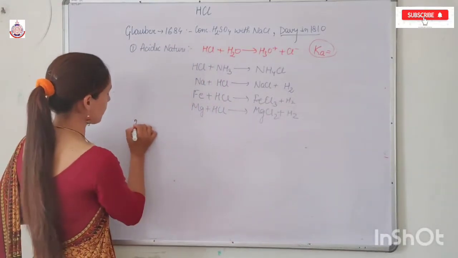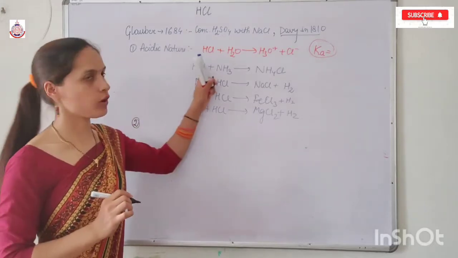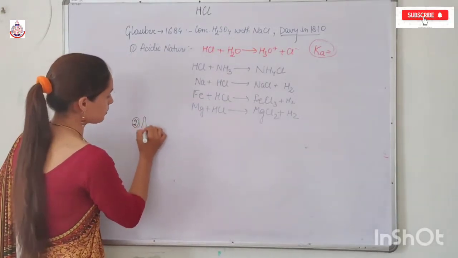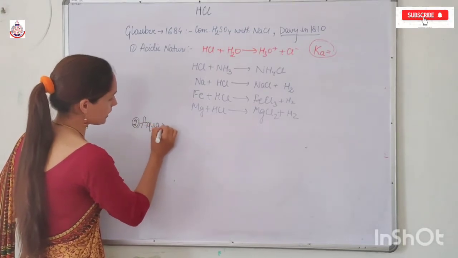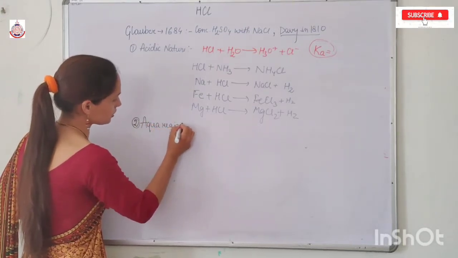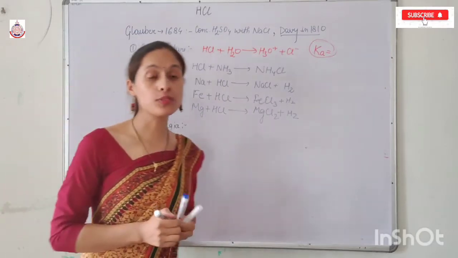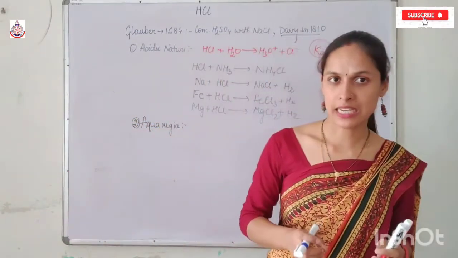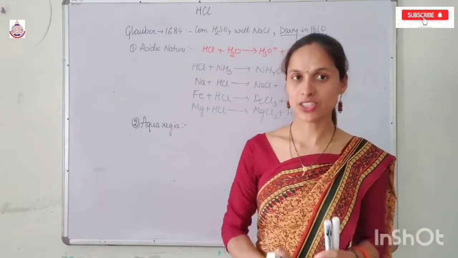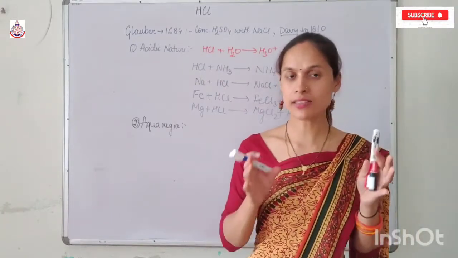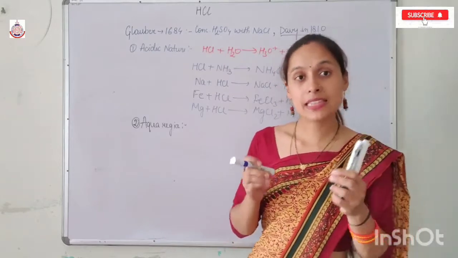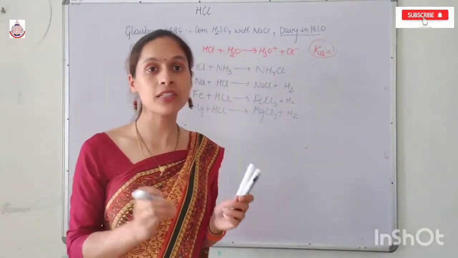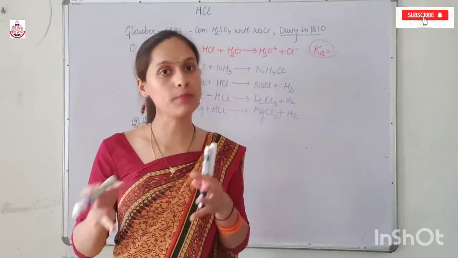Now the second property of HCl is that it forms aqua regia with HNO3. When 3 parts of HCl react with 1 part of HNO3, the mixture is known as aqua regia. And this aqua regia is so strong that it can dissolve even noble metals like gold and platinum.